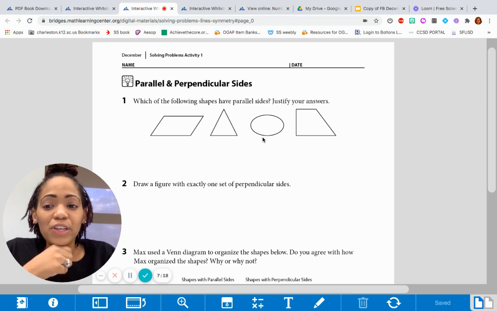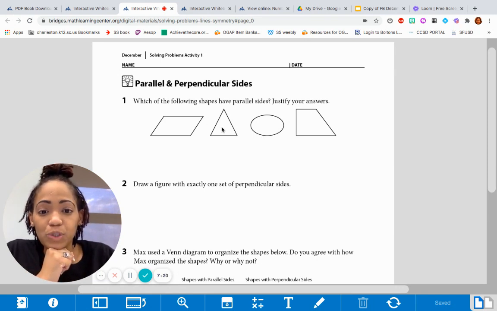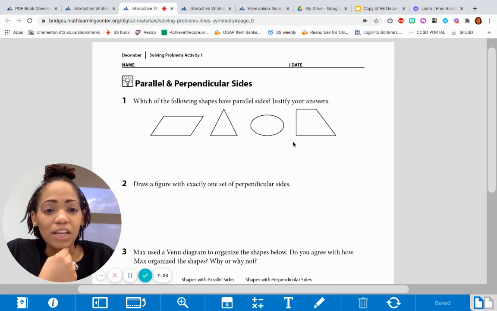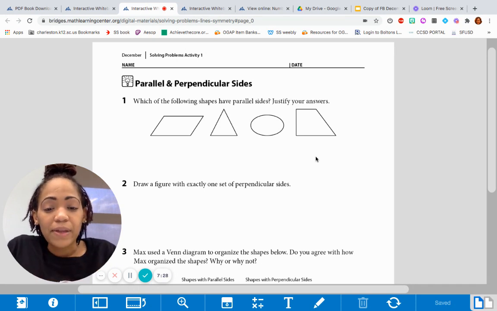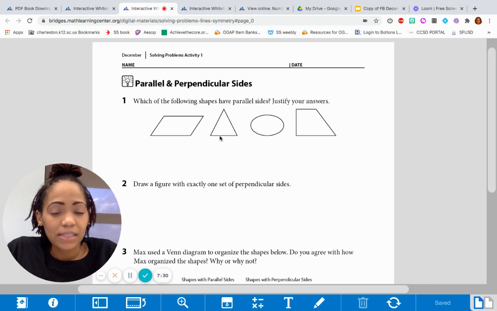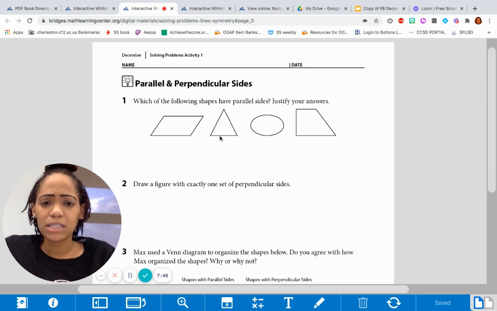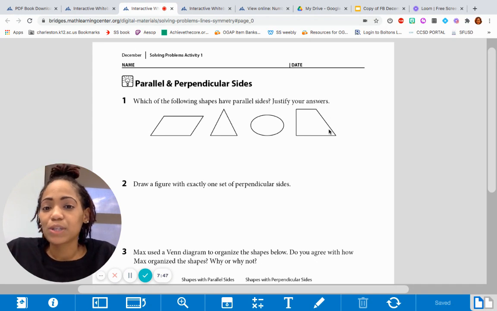So I expect for you guys to do that for this shape, which is a triangle, and for this shape, okay? One other thing I would like for you to do. If you're telling me, yes, this is a parallelogram, prove it by showing me what sides are parallel. And if you're telling me, no, that is not a parallelogram, then I want you to try to draw a triangle that would have parallel lines if you're saying that this one doesn't. And the same with this question as well.